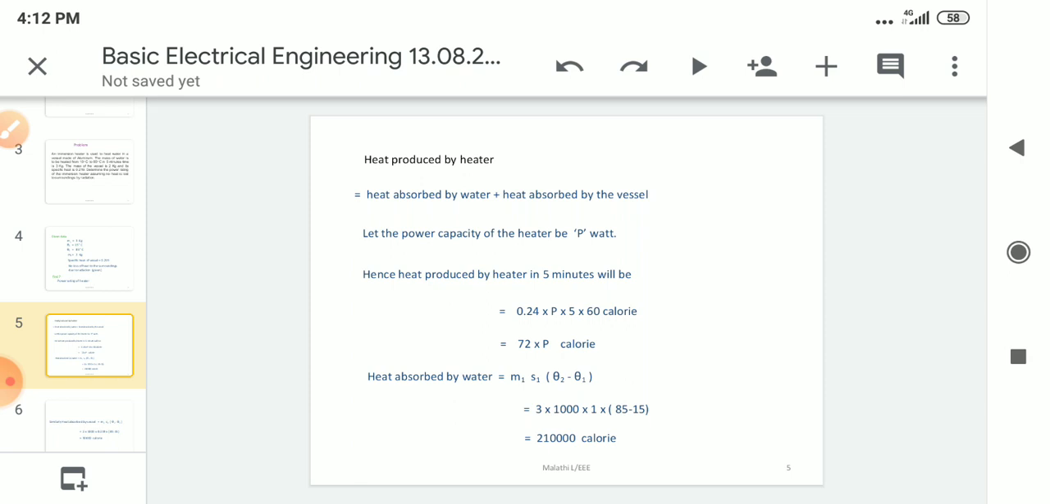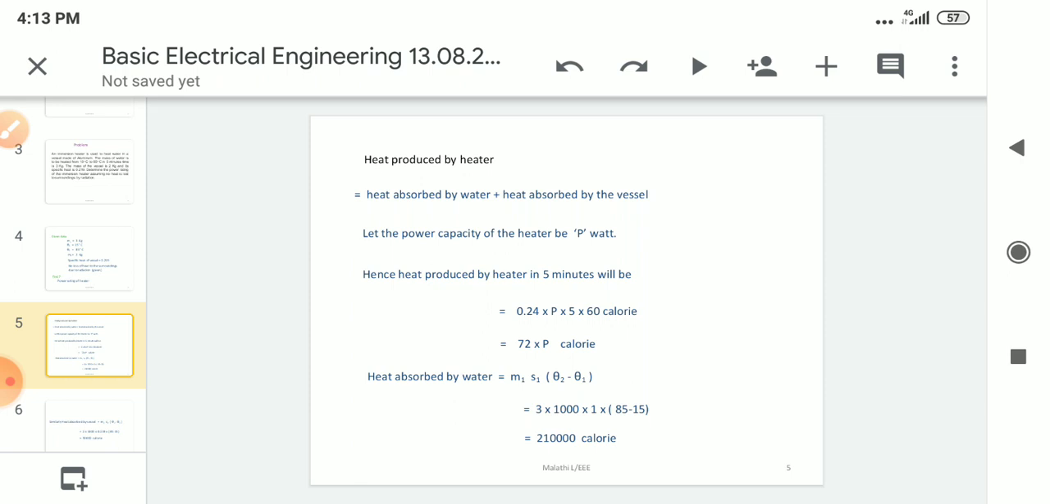Next, heat absorbed by water. The formula for the output is m s theta. Here, m1 s1 (theta 2 minus theta 1). m1 is the mass of the water. S1 is the specific heat of the water, which is 1. Theta 2 is 85, theta 1 is 15.